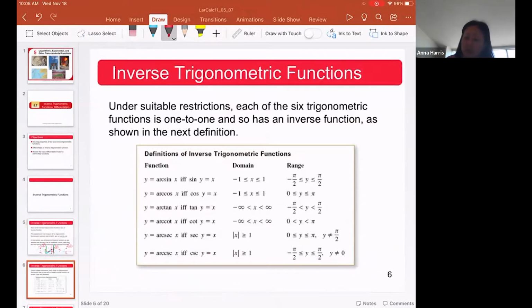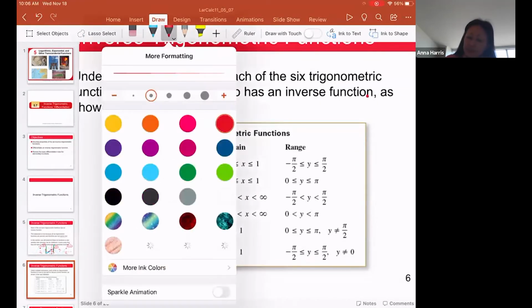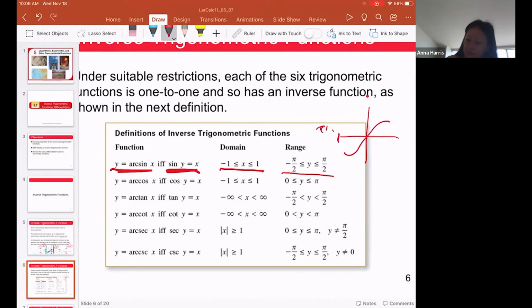So this is what you're going to look at. As you can see, they have to tell you what domain they're looking at. They're saying sine y equals x. The inverse function is y equals arcsine x. But they will tell you the domain has to be negative 1 to 1, and the range has to be negative pi over 2 to pi over 2. So in other words, you're looking at your function. Remember, sine looks like this. This is what sine looks like.